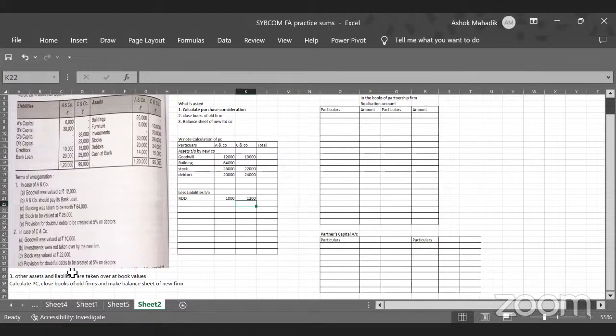What does adjustment 3 say? It says other assets and liabilities are taken over at book values. So let us see if any other assets are given which were not covered in the adjustments. Now, in case of A and company, building was given, so we have already taken. Furniture is not taken, so now I'll take it. What is the value of furniture? 6,000. Book value means the value which is appearing in the balance sheet.